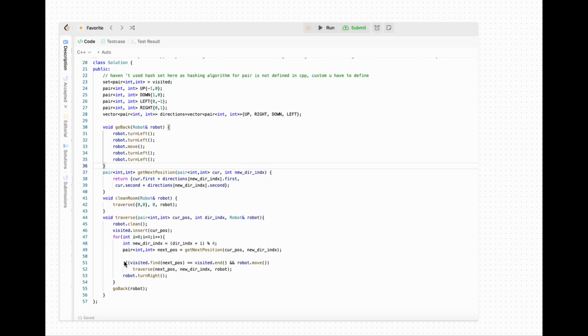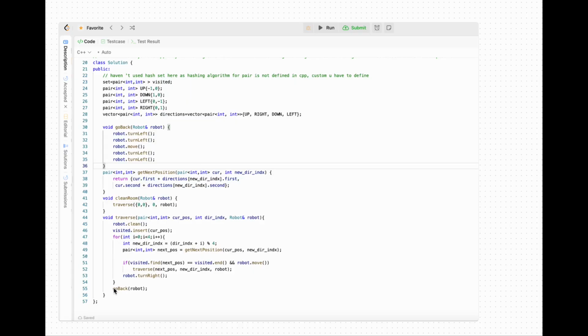So we pass the next position, the next direction index and the robot. Even if the cell is visited or the robot is not able to move because of a wall, we make the robot turn right and then we check our next direction. This is the logic when we turn right, and that's why these directions are arranged in the clockwise order. Whenever we turn right, if the initial direction was up, the next direction is right.